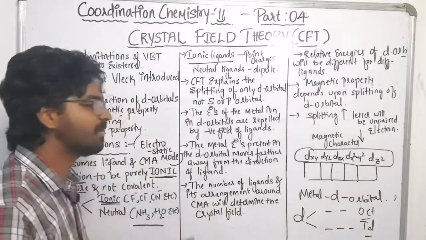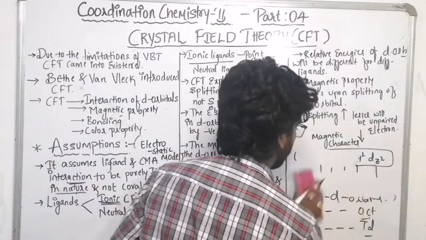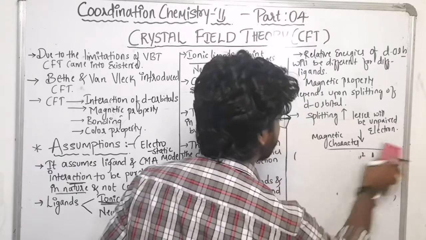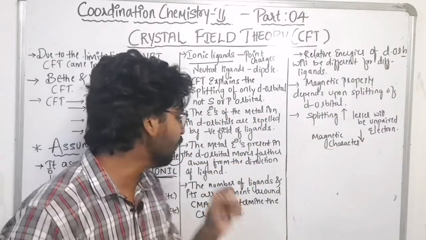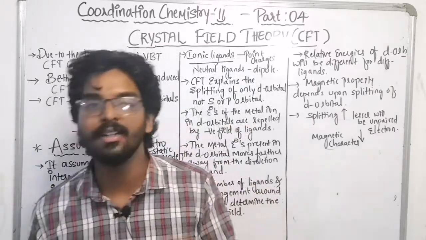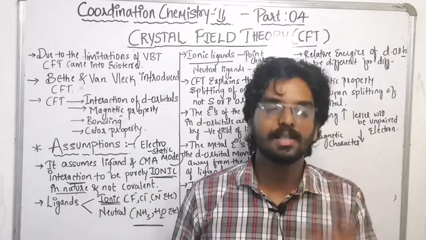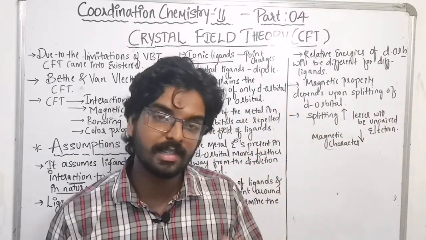So as of now let us consider the assumption here, and the next assumption is about the metal electrons. The metal electrons present in the d orbitals move farther away from the direction of the ligand. This is a very important assumption of crystal field theory, and this is the main reason for the splitting.